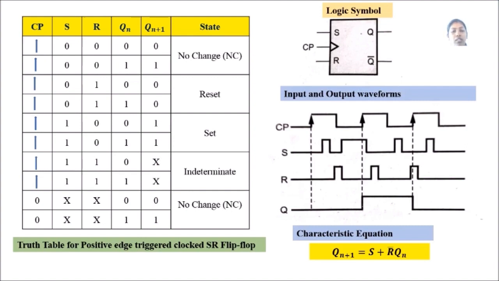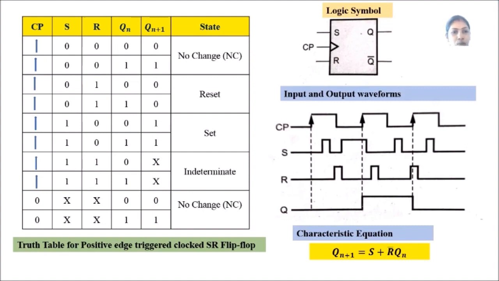Then the fourth condition is S equal to 1 and R equal to 1. If both are 1 in an SR flip-flop, we cannot determine the next state of the flip-flop. That is the drawback of the SR flip-flop. When both are 1, we are unable to determine the next state of the flip-flop. So this condition is called the indeterminate condition.